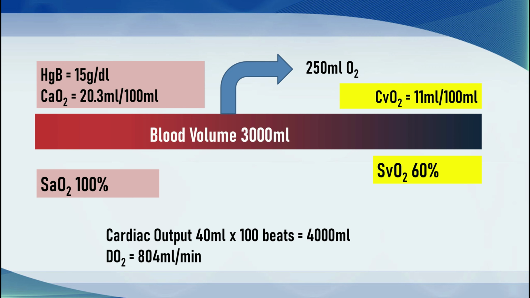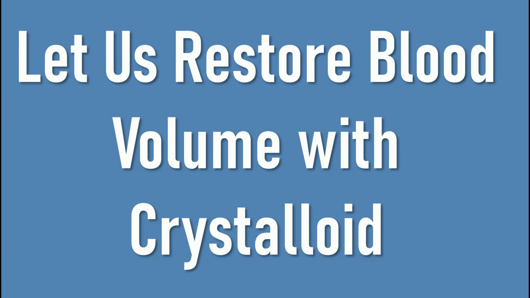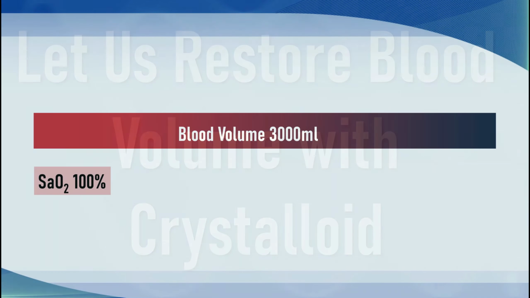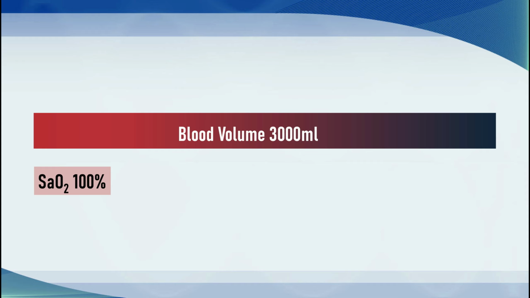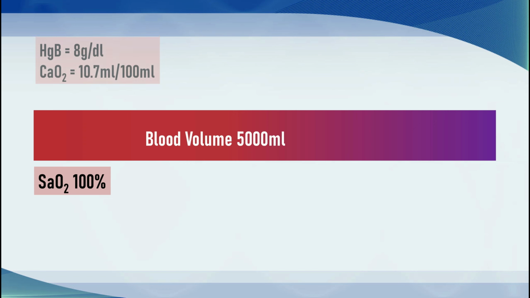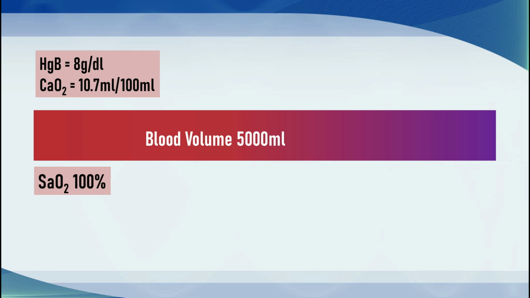From the early 80s to the mid-2000s, there was a swing towards giving patients crystalloid, particularly at the site of a trauma, to start the resuscitation. Thankfully, that has gone a bit out of fashion now. But let's look at what happens if we restore this patient's circulating volume with crystalloid. So we're starting off with a blood volume of 3 litres, and we're going to give the patient several litres of crystalloid to get the blood volume up to 5 litres.